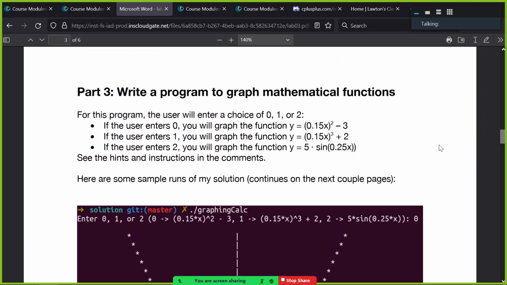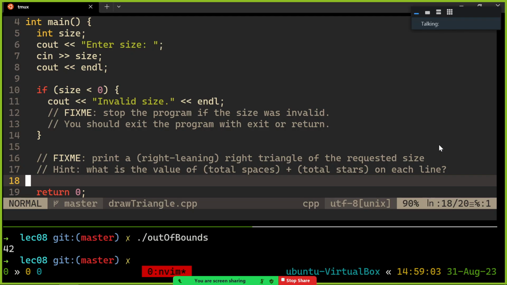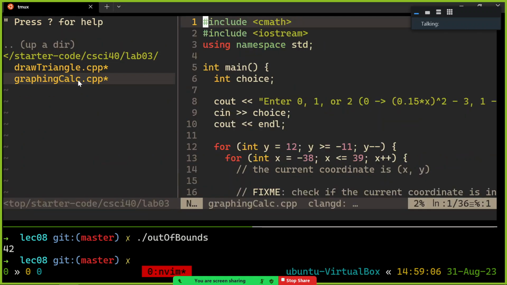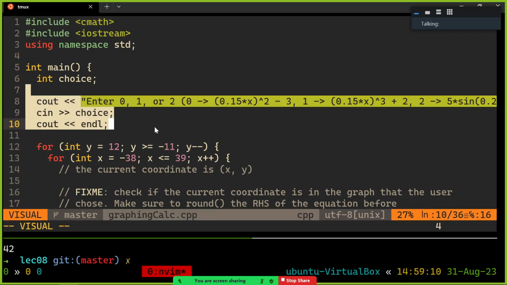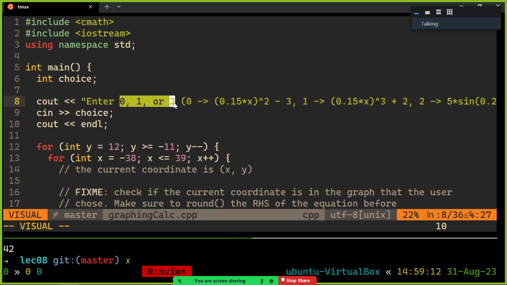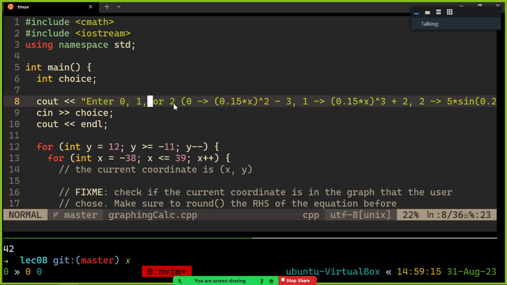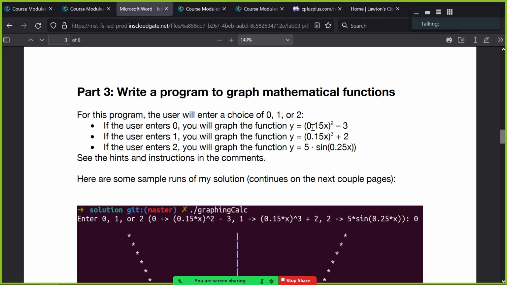Then we have a graphing calculator program. Woohoo! So, here is the idea. You're getting a number from the user, and the number is the choice of graph they want to see displayed. So they're going to enter 0, 1, or 2. If they enter 0, you're going to graph this function: y equals 0.15x squared minus 3. It's weird so that it looks nice on the terminal screen. If the user enters 1, you're going to graph this one. It's a cubic function. And if the user enters 2, you're going to graph a little sine wave that's looking cool.